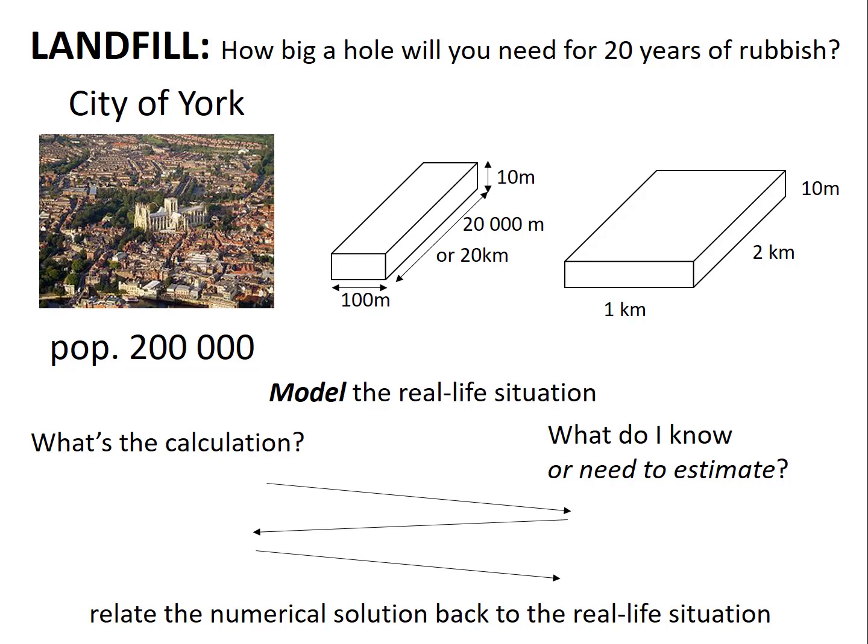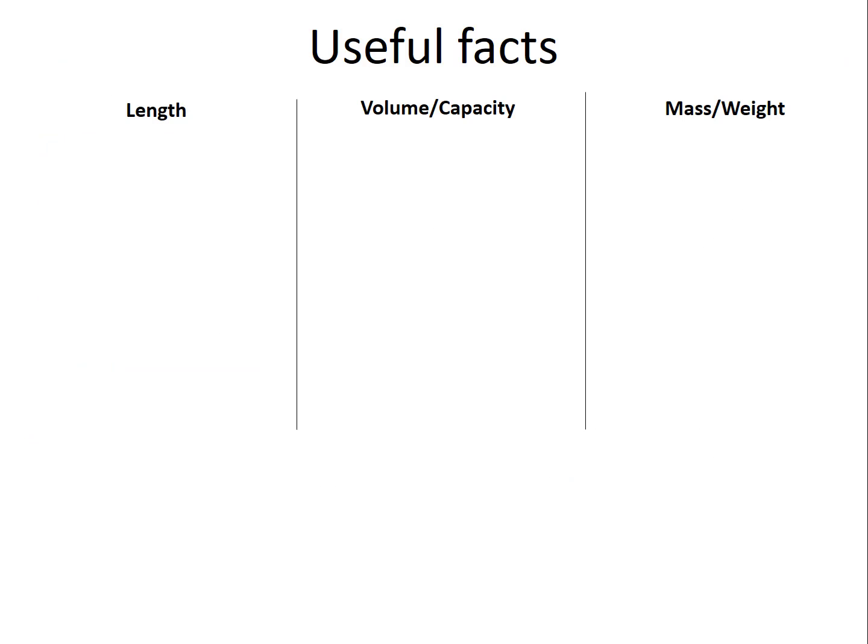But all you've got at the end of all this is a numerical solution. You need to apply it back to the original problem and say, does this really make sense? This looks like an awfully large bit of land to devote to rubbish. I think I'd want to go back and find out if people really do chuck this much stuff out. To make all of these estimates, I've had to use a certain number of useful facts.